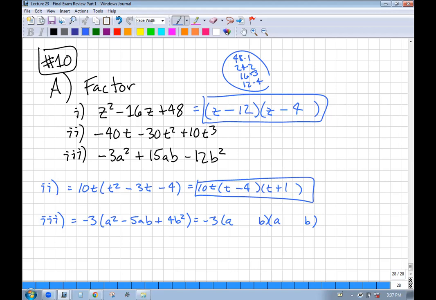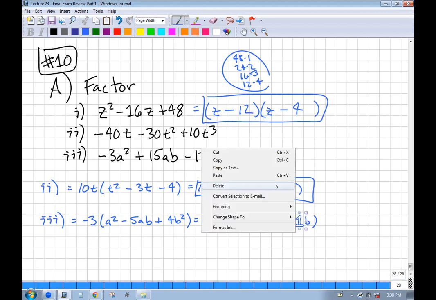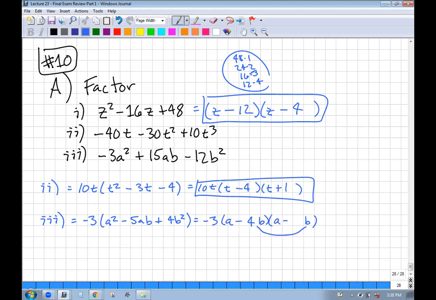Now for the numbers, I need two numbers that multiply to give me 4, but add to give me -5. If they're going to multiply to be a positive, but add to be a negative, they both have to be negative. And we're looking at a 4 and a 1 here. Of course, we don't write the 1, right? There's the positive 4b squared. There's a -4ab and another -ab, which gives us our -5ab. So that's it. We are done with that one.